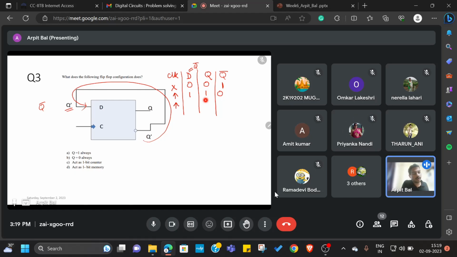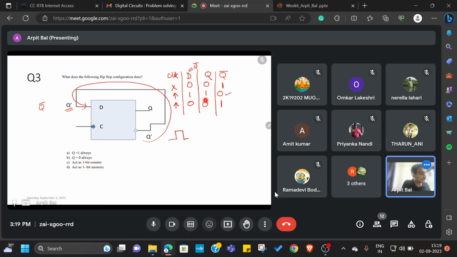What will be the value of D? Again it will be 0, because Q bar is 0, and that is getting reflected at D. The next value of Q will be 0, and Q bar will be 1. And this pattern will go on repeating and repeating.